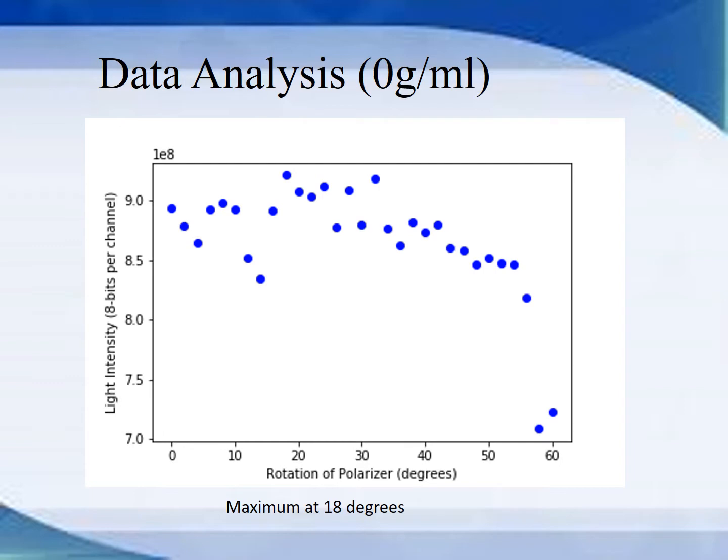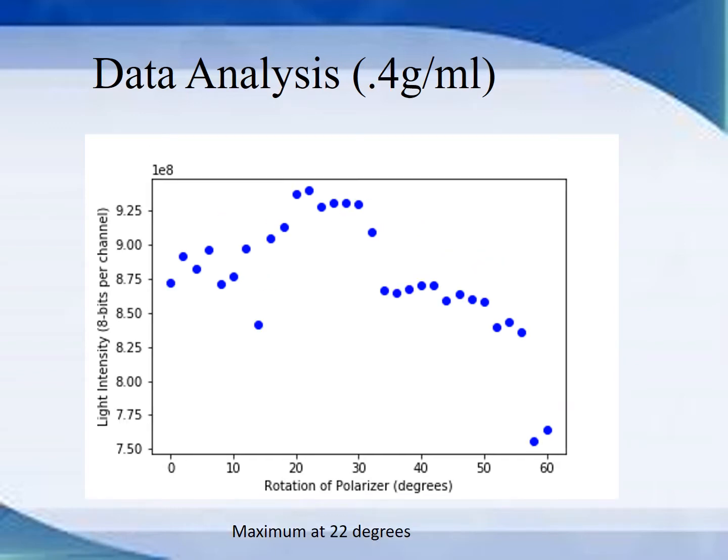So here's our data analysis for the 0 grams per milliliter. Basically, on the x-axis is the rotation of the polarizer, and on the y-axis is the light intensity. And you'll notice why we stopped at 60 degrees of rotation, because it's kind of obvious that there's just no way that we passed the maximum of it. And so also we found the maximum at 18 degrees.